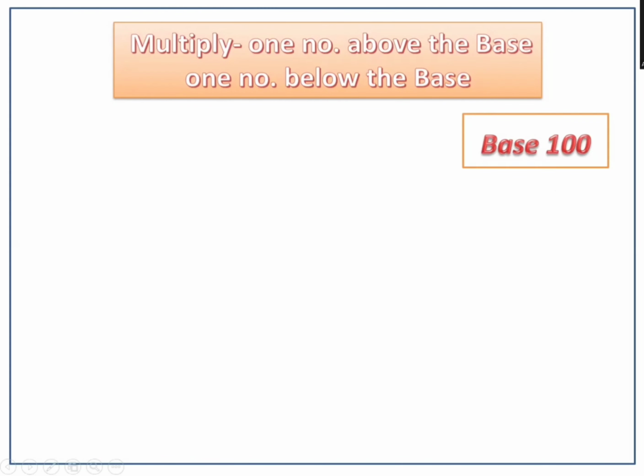Hello everyone, today we will start multiplying one number above the base and one number below the base. Example is 105 times 97. Both numbers are close to base 100. So first step, we have to find out the difference from the base number.